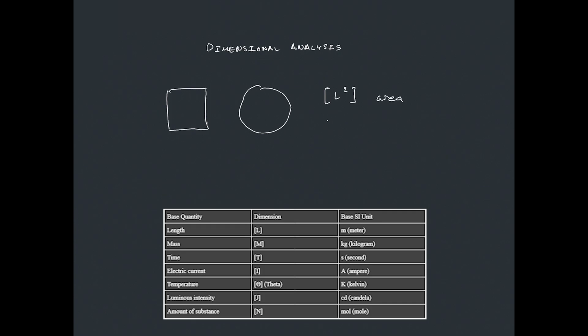So velocity, on the other hand, can be represented in units such as meters per second, miles per hour, kilometers per hour, and so on. But the dimensions are always a length, L, divided by a time, T. So we write that in square brackets as such, and this is velocity. And we call these dimensions.